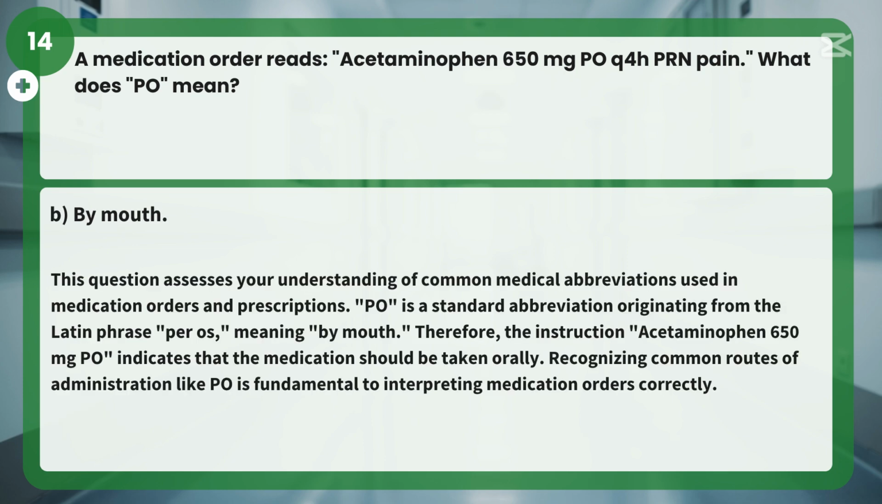Answer B. By mouth. This question assesses your understanding of common medical abbreviations used in medication orders and prescriptions. PO is a standard abbreviation originating from the Latin phrase per os, meaning by mouth. Therefore, the instruction acetaminophen 650 mg PO indicates that the medication should be taken orally. Recognizing common routes of administration like PO is fundamental to interpreting medication orders correctly.